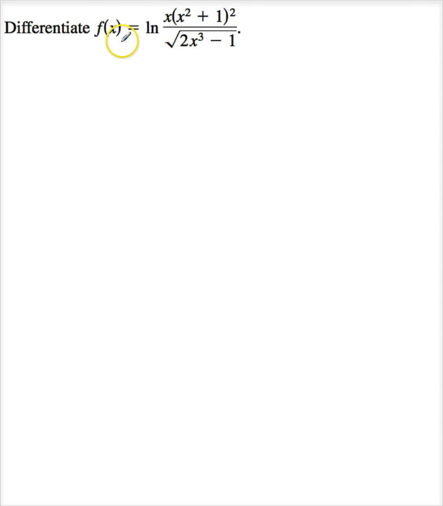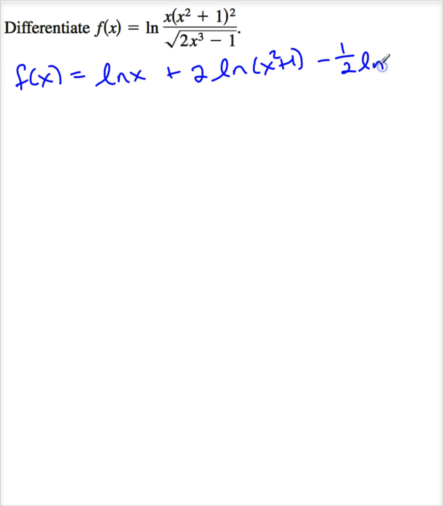Now what if I want to differentiate this? I can use the product and quotient rule, but why don't I rewrite f first as the log of x plus 2 times the natural log of x squared plus 1 minus 1/2 the natural log of 2x cubed minus 1.